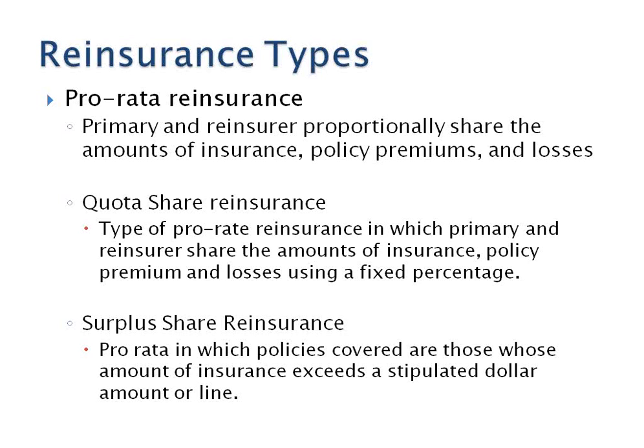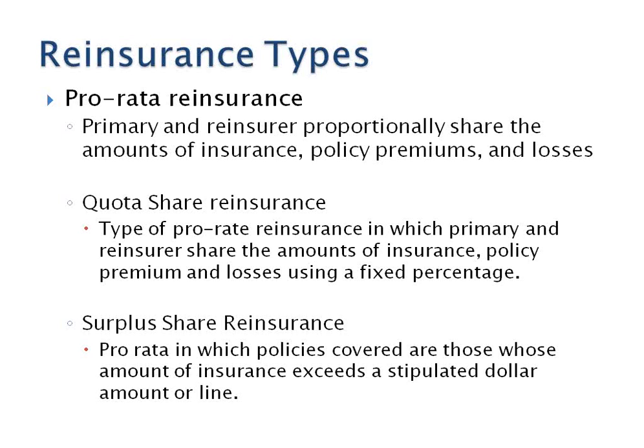So quota share reinsurance is a type of pro rata reinsurance in which primary and reinsurers share the amounts of insurance policy premium using a fixed percentage. Okay, so quota share is the fixed percentage one, whereas surplus share is pro rata in which policies covered are those whose amount of insurance exceeds a stipulated dollar amount or line.